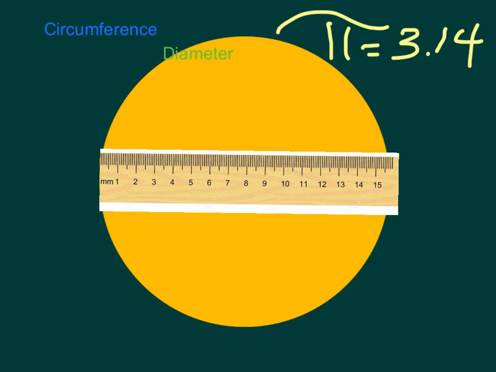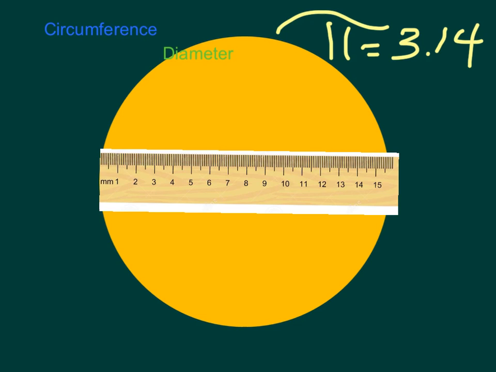Now let's put those relationships together. The diameter is the measure of one edge of the circle to the other edge of the circle, or across the center. And it takes 3 of the diameters put together, actually 3.14 of the diameters put together, to equal the distance around the perimeter of a circle. So it takes 3.14 measurements of the diameter to equal the perimeter of a circle.